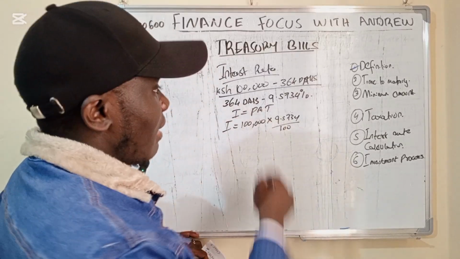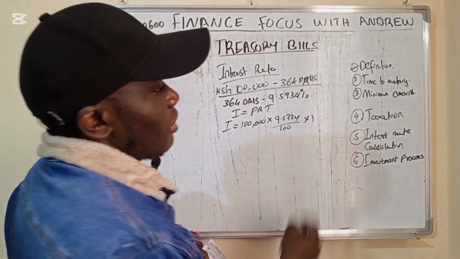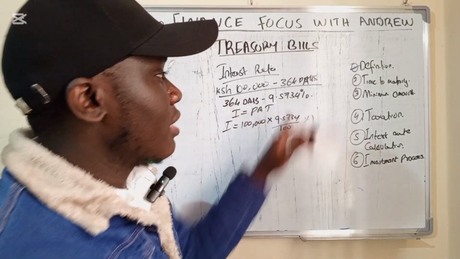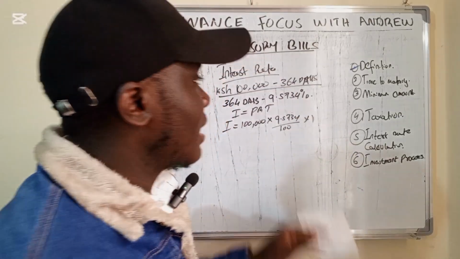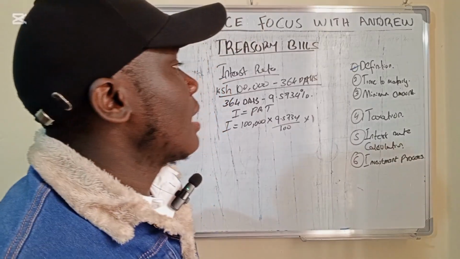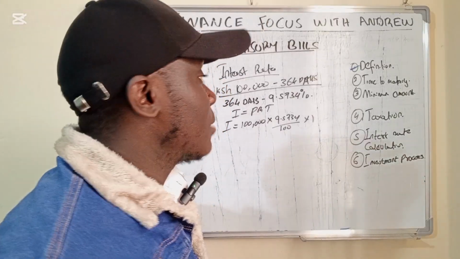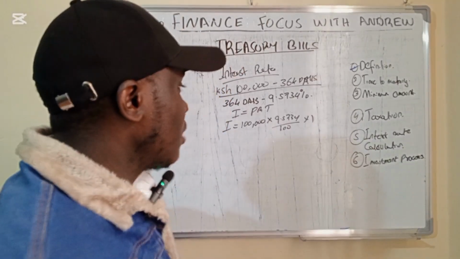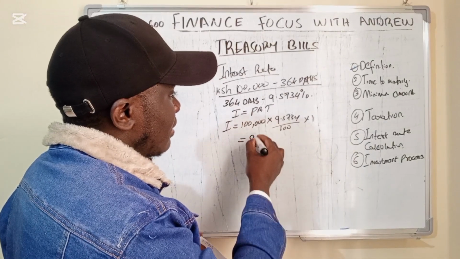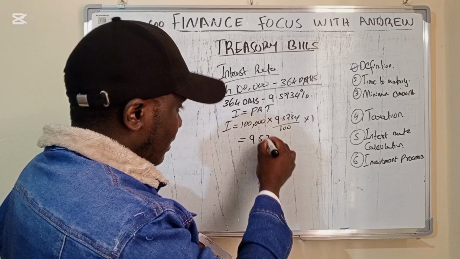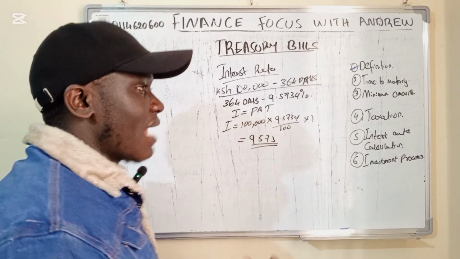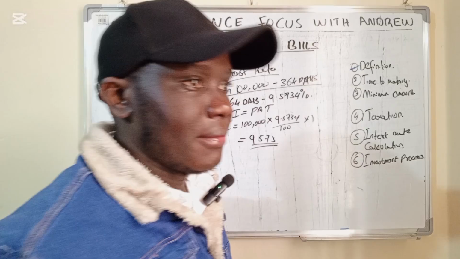Divided by 100, and time is just 1 because the time period is 1 year. But you need to factor in the element of time when you go to the 182 days and the 91 days. Now, this automatically gives us 95.73. So this is the interest that we get at the end of the 1 year.